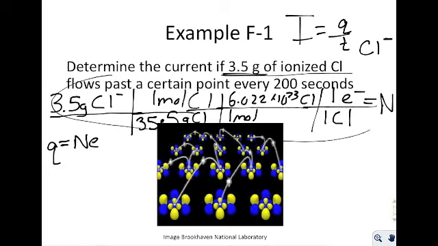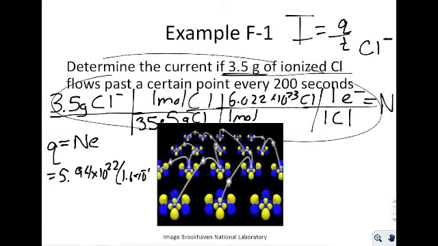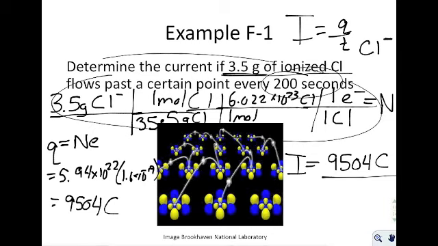When you take this and run it all the way across, what you end up with is 5.94 times 10 to the 22nd excess electrons, times the charge per electron, 1.6 times 10 to the negative 19th, and you get an excess charge of 9,504 coulombs. Okay, that's a lot. But now you take that and divide it by the 200 seconds, and you get I equals 9,504 coulombs divided by 200 seconds, which is approximately 47.5 amps.